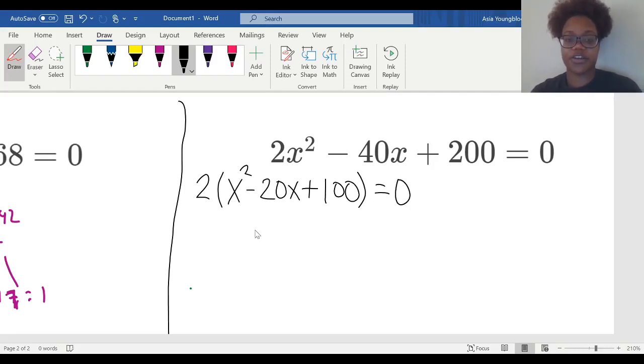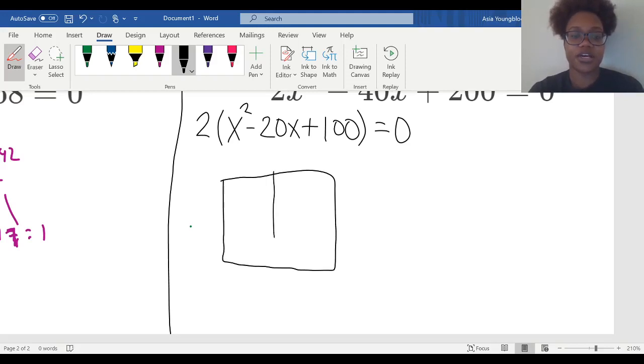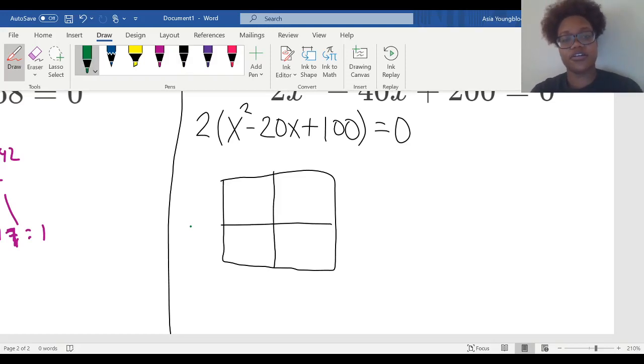So we factored out our greatest common factor. Now we're going to factor this expression more by using the box method. Draw your bestie. We would not have made it this far without our bestie boxing. So we have bestie boxy here. We're going to fill in the upper left box with x squared, bottom right box with 100. And now we're going to break up this negative 20 between these two remaining boxes.